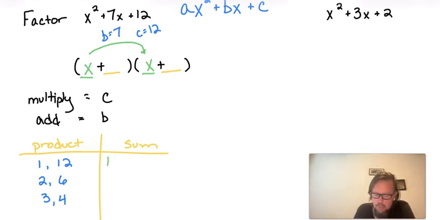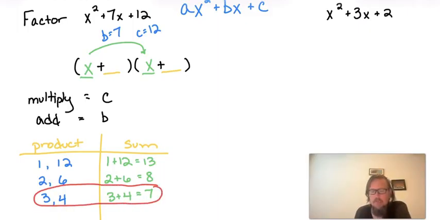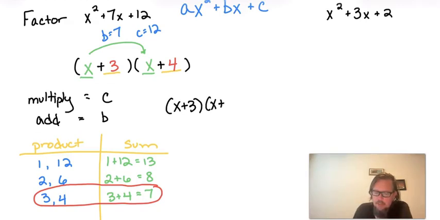So 1 plus 12 is 13, 2 plus 6 is 8, and 3 plus 4 is 7. So of the three combinations of numbers that have a product of 12, only one of those combinations also has a sum of 7, and that is 3 and 4. So my solution is x plus 3, x plus 4. And that's the factored version of x squared plus 7x plus 12.